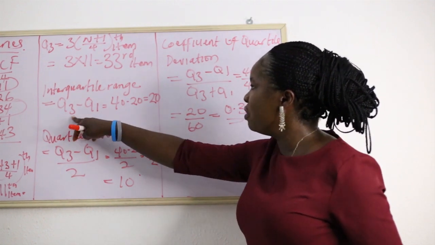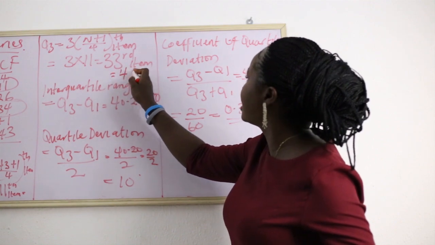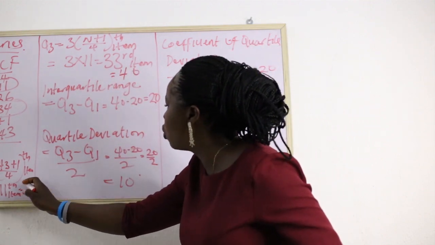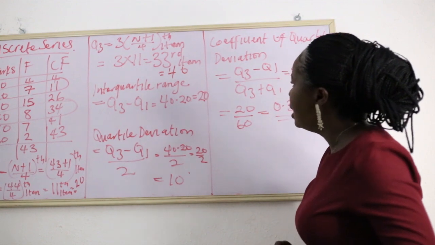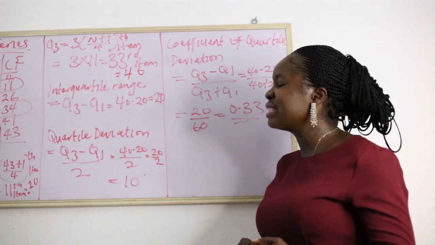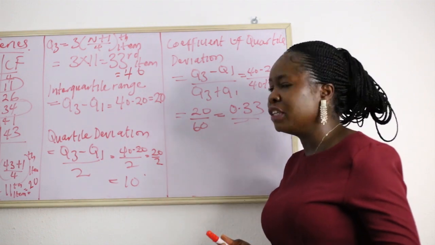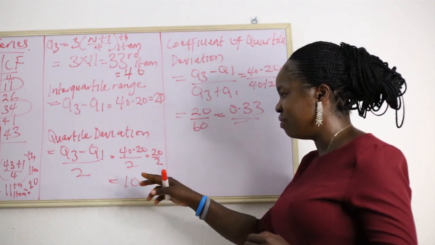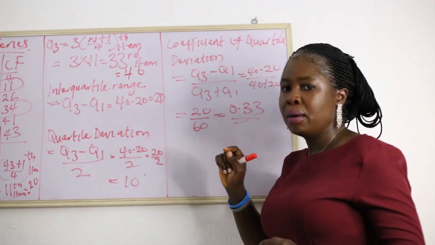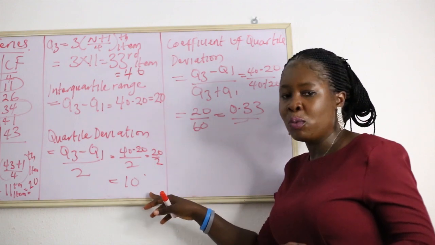Q3 is 40 marks, and Q1 is 20 marks. So the interquartile range is Q3 minus Q1, that's 40 minus 20, which is 20. Then quartile deviation is Q3 minus Q1 divided by 2. That's 40 minus 20 divided by 2, that's 20 divided by 2, and we have 10.